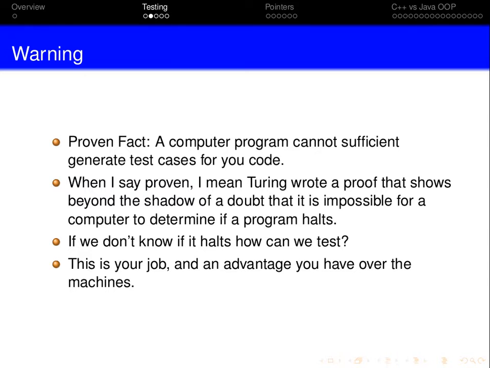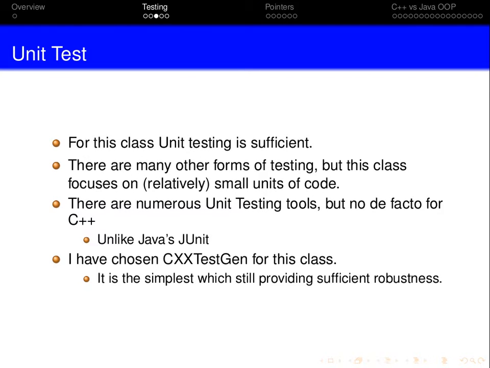Did that make sense to most of y'all? Maybe some of y'all? Usually about half the class, a little over half gets it. So if you don't get it, don't feel bad. It'll make more sense when you take algorithms. All right, so Turing wrote a proof in the 30s, that's 1930s. And if we can't halt, then how can we test? So we have to do the tests ourselves. And actually, this is a huge advantage we have over our machines.